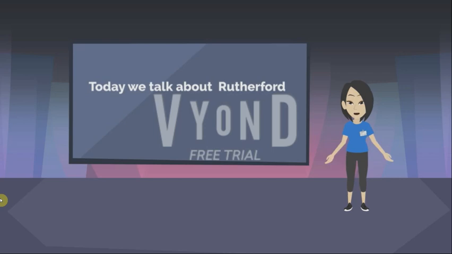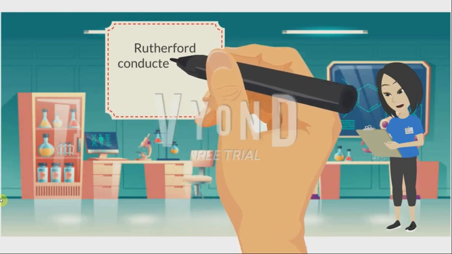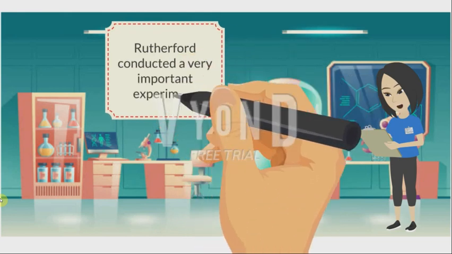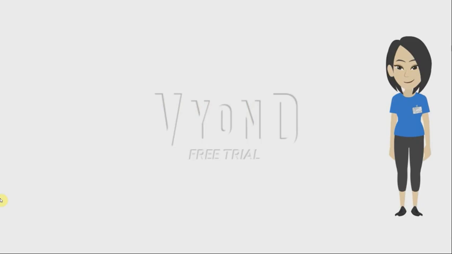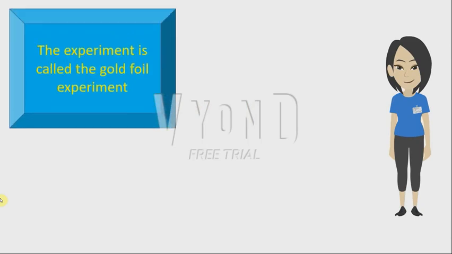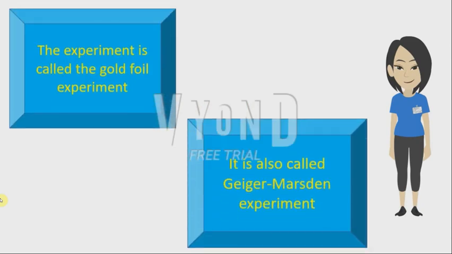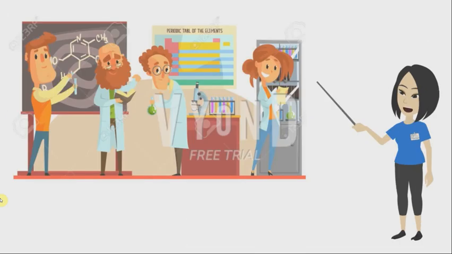Hi. After Democritus, Aristotle, Boyle, Dalton, and Thomson, now we talk about what Rutherford did to create an atomic model. Rutherford conducted a very important experiment that revealed a lot about the atomic structure. This experiment is called the gold foil experiment, and sometimes it's called the Geiger-Marsden experiment.